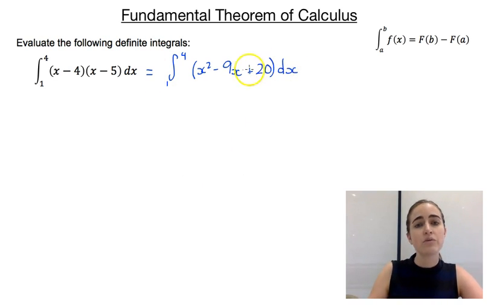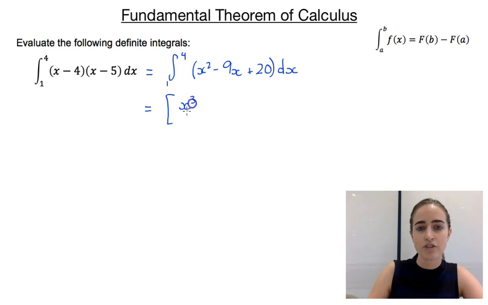Right, so we've still got the same question, we've just expanded it out. And now we can find the primitive function. So we'd have x cubed over 3 minus 9x squared over 2 plus 20x with our bounds of 4 and 1.